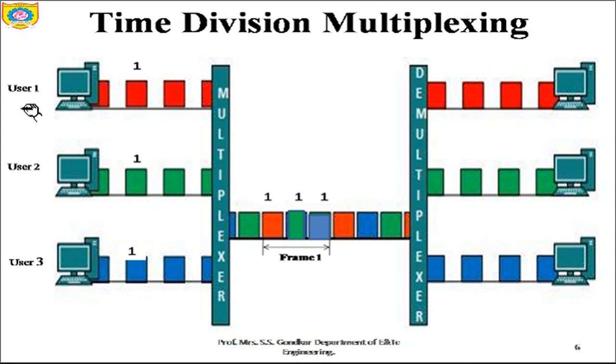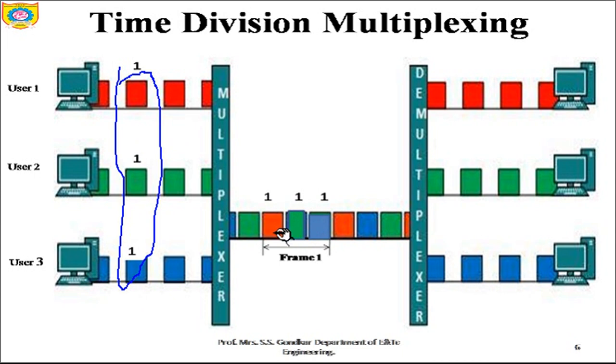See here, user 1 is here, so this is 1, this is user 2's first bit and user 3's first bit. So when do we say that one frame is complete? One frame means user 1, user 2 and user 3 all have completed their transmission on a communication channel. Now this is one frame. One frame consists of what? The data by user 1, user 2 and user 3 all have completed. So this is forming one frame.